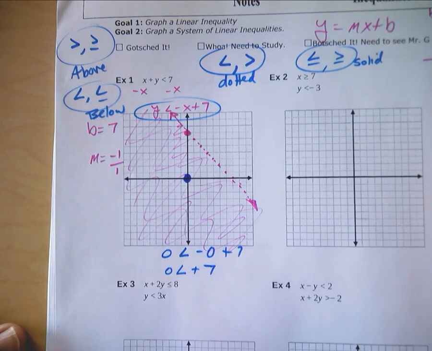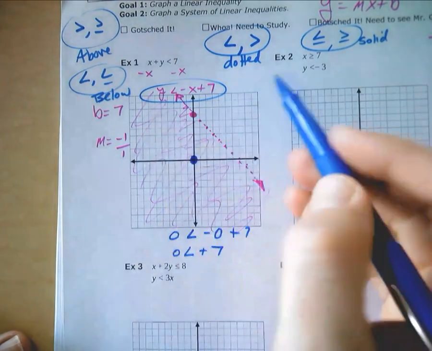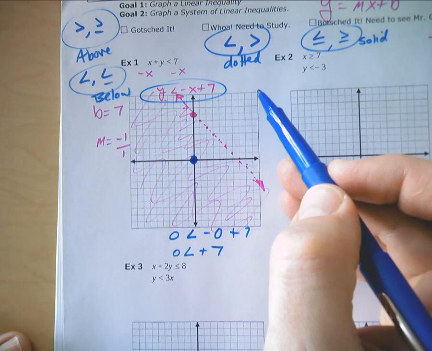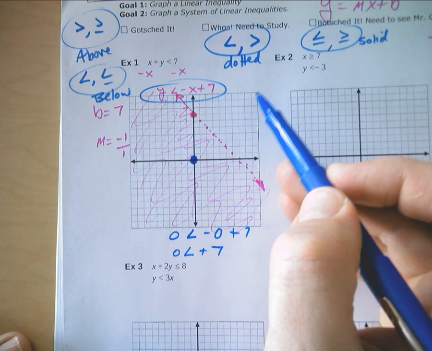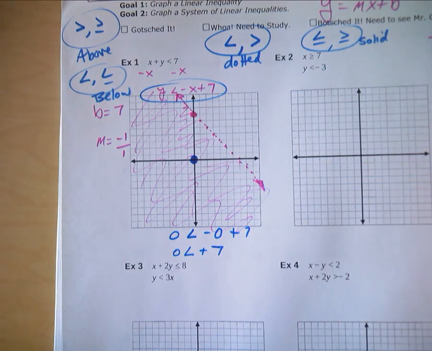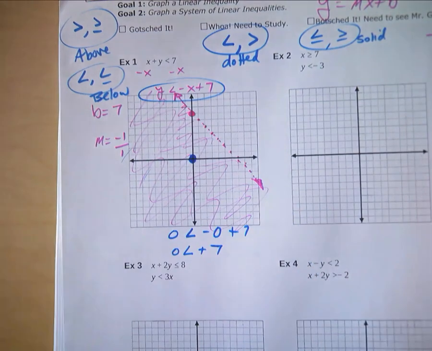So that works. If you chose a different point, maybe this one up here at 10, 10, you would see that that didn't make sense. Okay? And you would shade in the opposite direction. All right, so final answer is right here. I graph it. It's dotted because it's not equal to, and it's less than, so I shade below.